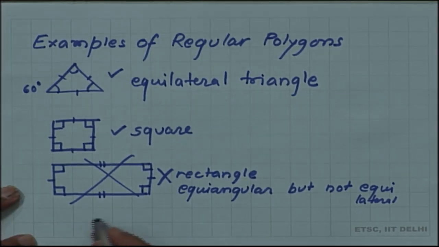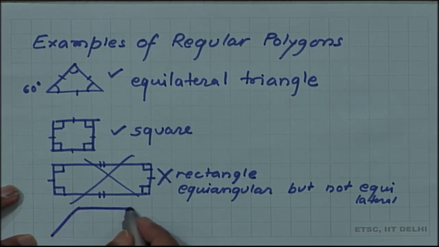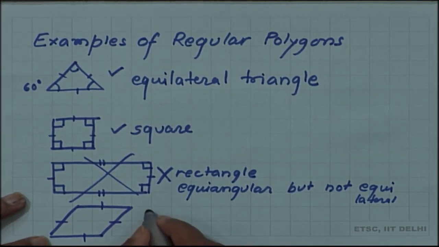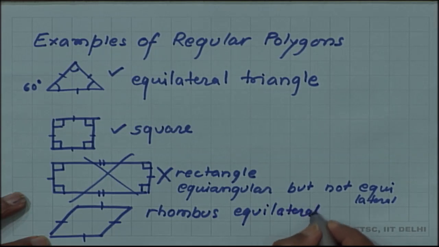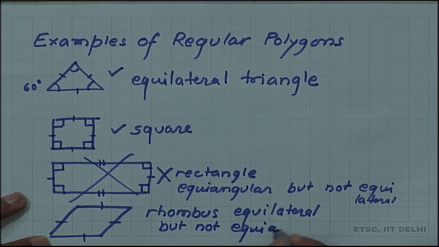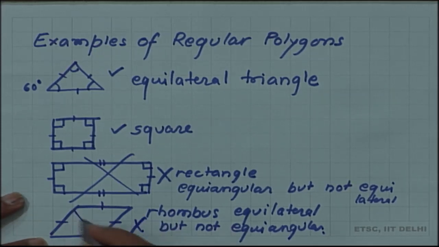Similarly, if we look at a rhombus, the sides are all equal. So, it is equilateral, but not equiangular, and so this is also not an example of a regular polygon.